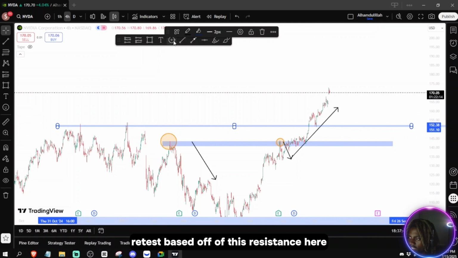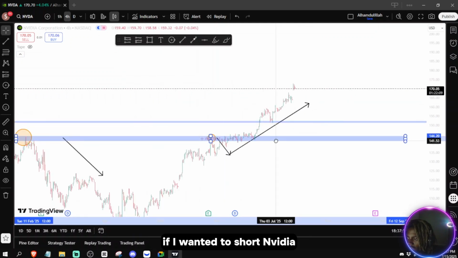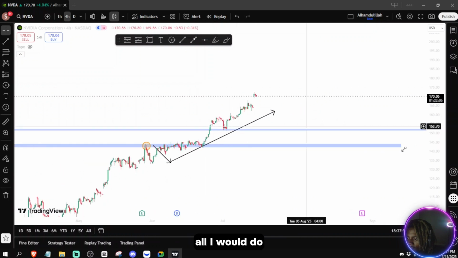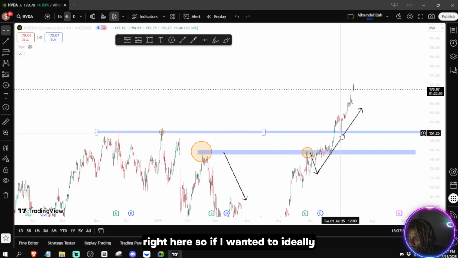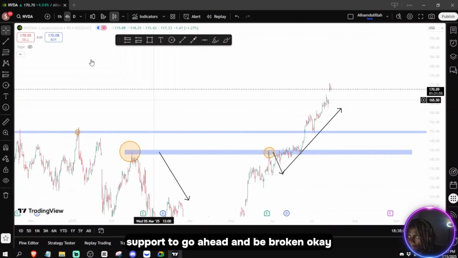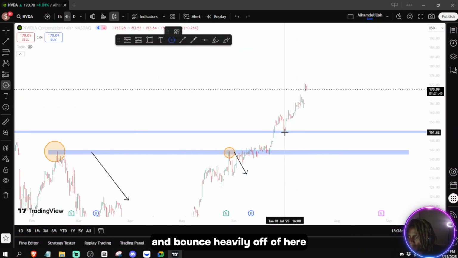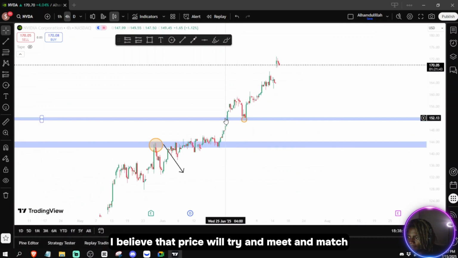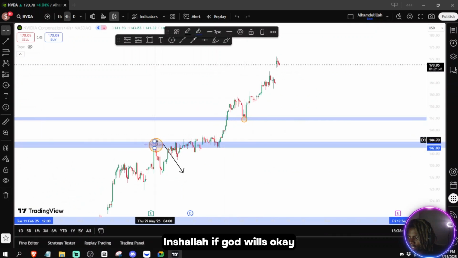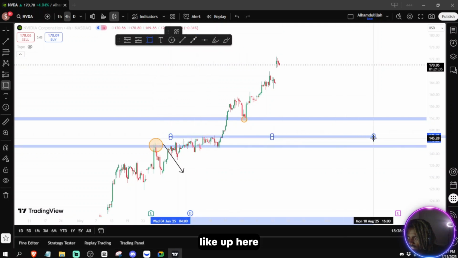We had some break and retest based off of this resistance here, but say ideally for Nvidia, if I wanted to short it, I could see that price already wanted to break and retest from the support right here. So I could just wait for this area of support to be broken. This area of support was already created right here. Price decided to retest and bounce heavily off of here. If this area of support gets broken, I believe that price will try and meet and match with this area of support down here, inshallah, if God wills. And if not that, then at least match with an area of resistance like up here.